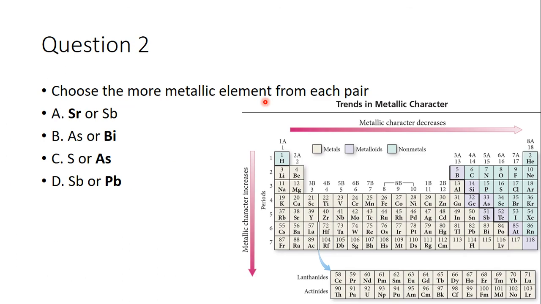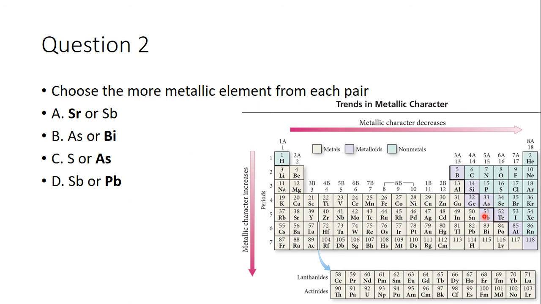So our last question is just figuring out what is more metallic. So you're basically asking who's farther down and to the left. So Sr versus Sb. Sr is right here, while Sb is all the way over to the right, so that's going to be Sr. As, which is right here, versus Bi. Bismuth is further down than arsenic, so it's going to be Bi. Sulfur or arsenic. Sulfur's right here, back and to the right, so it's going to be arsenic.